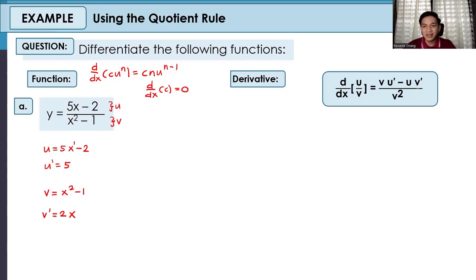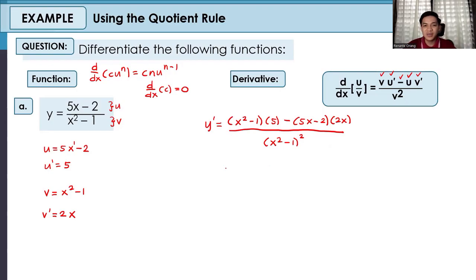So, susundan lang natin yung ating formula. Y prime, ibig sabihin the derivative of our y is equivalent to v. Copy-paste natin si v, which is x squared minus 1. U prime, copy-paste natin si u prime, which is 5. Tapos na to, tapos na din to. Proceed tayo kay negative. So, negative. Copy-paste natin si u, which is 5x minus 2. And then, copy-paste natin si v prime, which is 2x. So, lahat ng to is divided by the squared of our v. So, v po natin is x squared minus 1 squared.